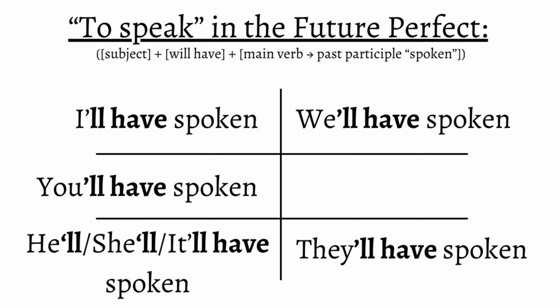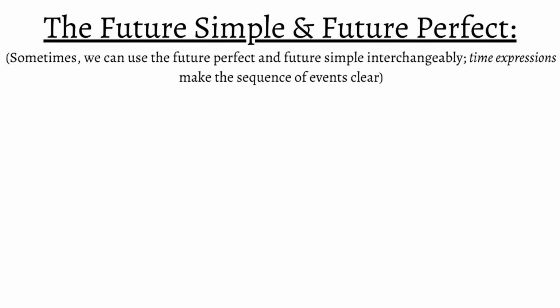This is the function of the future perfect tense, but it's also significant to understand how it ties in with the future simple. Sometimes we can use the future perfect and future simple interchangeably, so there is no difference in meaning because time expressions make the sequence of events clear.